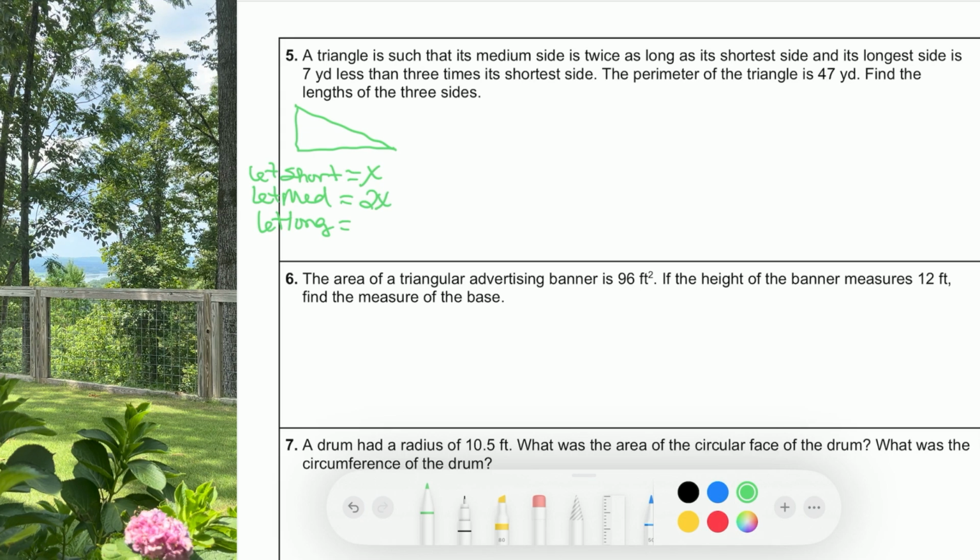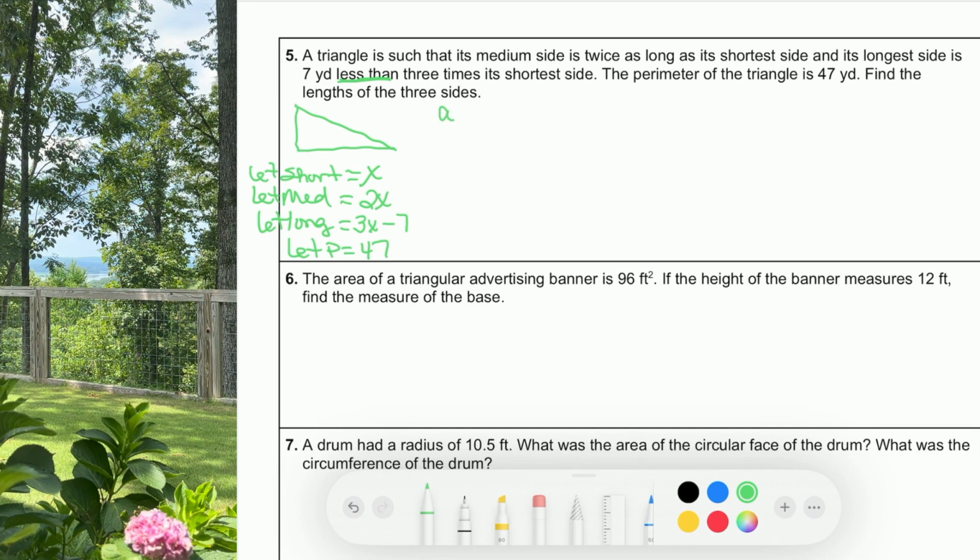And then it says its longest side is 7 yards less than, which means we're going to be taking 7 away from something. So I'm going to write minus 7 here. 3 times the shortest side, so 3 times X. The perimeter of the triangle is 47, so we're going to let P equal 47.